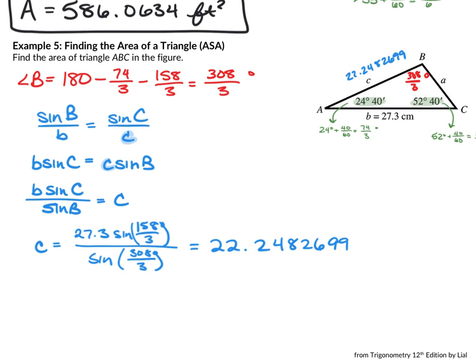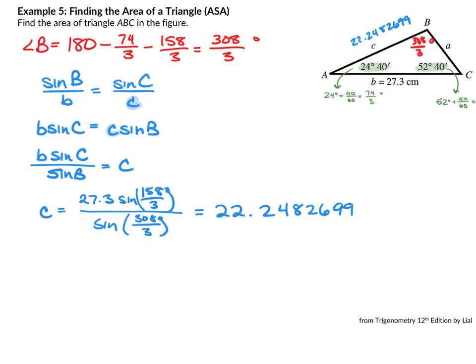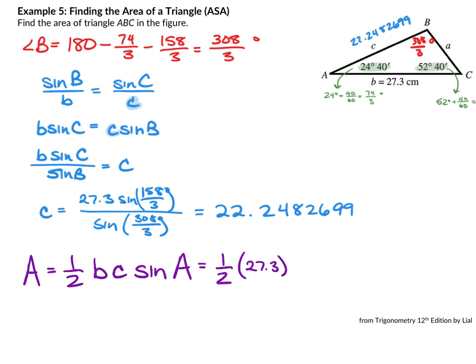Now that I know a side, an angle, and a side in that order, I can use that side, angle, and side in the area formulas that are at the top of this page. Which means I am using the area is equal to 1/2 side length b times side length c times the sine of angle A. That's the two sides and the included angle. So this is going to be 1/2 times 27.3 times this number, multiplied by the sine of A, which is 74 over 3 degrees.